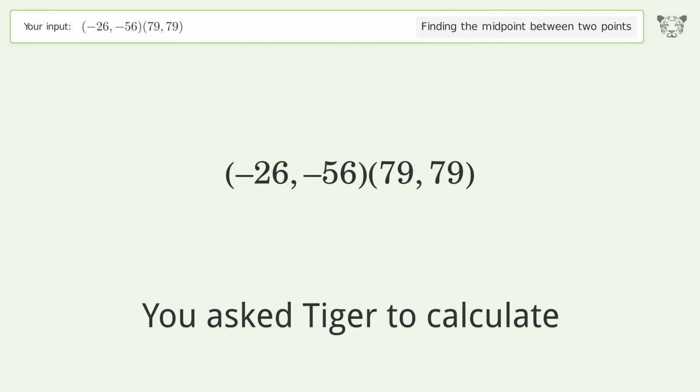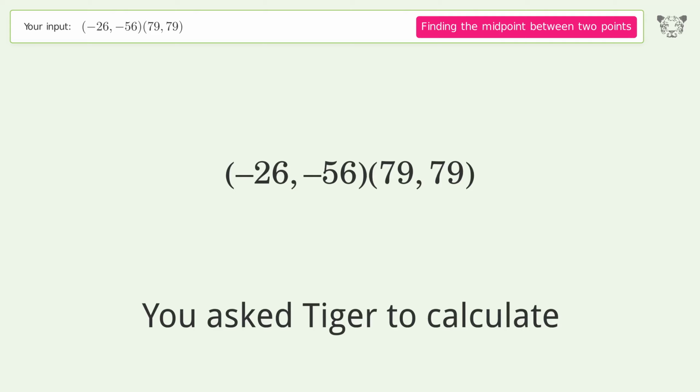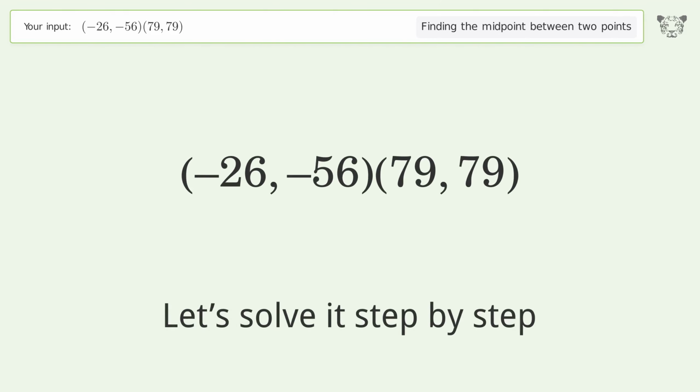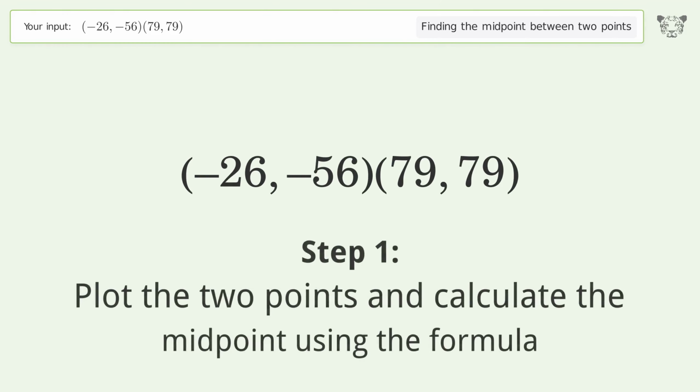You ask Tiger to calculate. This deals with finding the midpoint between 2 points. The midpoint between the 2 points is 26.5, 11.5. Let's solve it step by step. Plot the 2 points and calculate the midpoint using the formula.